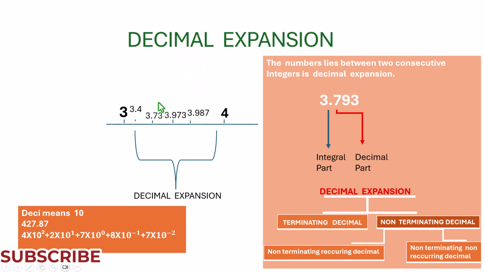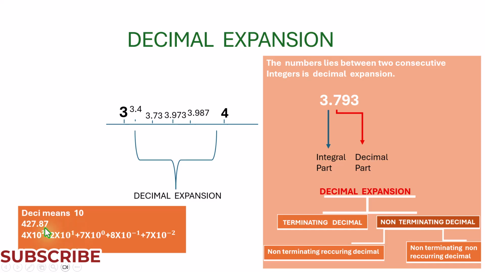Decimal expansion. 3 and 4 are consecutive integers. The numbers that lie in between consecutive integers are decimal expansions. An infinite number of decimal expansions exist between any consecutive integers. Deci means 10, so decimal is related to 10. Here, 10 is the base of the place value of the digits in the number.